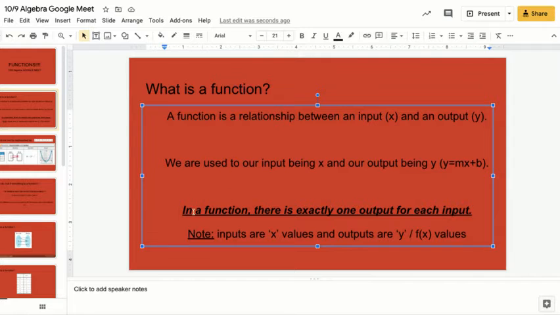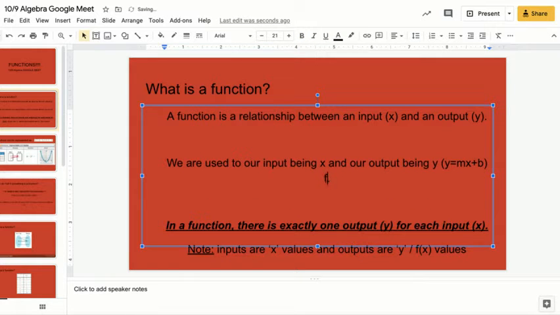Here, the very important thing is to know that in a function, there is exactly one output. Here, output is y for each input, which is our x. And we are used to our input being x and our output being y. I do want to make a note that in function notation, you will see something like f of x equals, say, 3x plus 1. Okay? Instead of y here equaling, it's going to be f of x equaling. Also note that inputs are x and outputs are y. Okay?